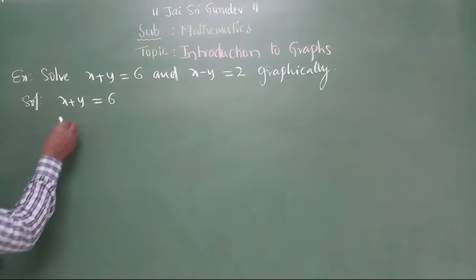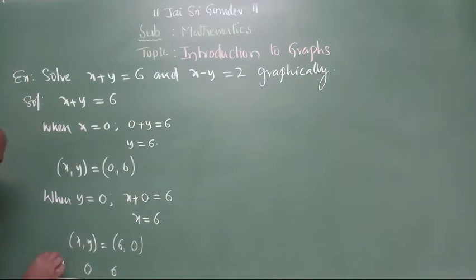When x equals 0, then 0 plus y equals 6. So x comma y equals 0 comma 6, where the x value is 0 and the y value is 6. For the second point, when y equals 0, x plus 0 equals 6, so x equals 6. So x comma y equals 6 comma 0.